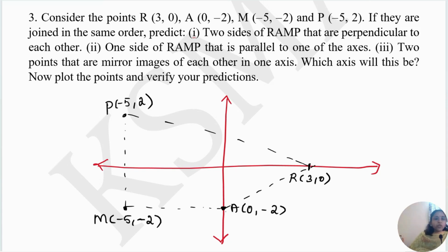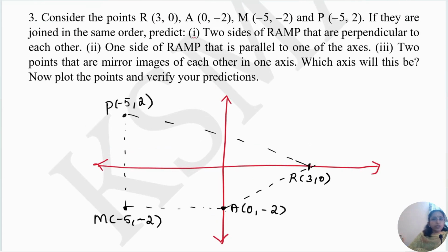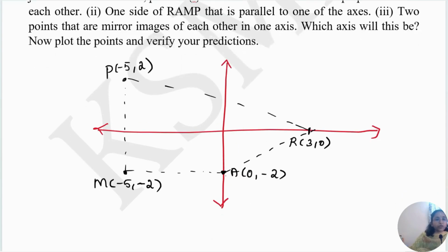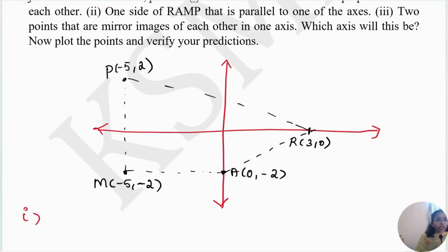So now look at your data. So what is the first subdivision question? Two sides of RAMP that are perpendicular to each other. So what are they? Look at your line, PM line and MA line. So PM line and MA line, they are perpendicular to each other. So for the first subdivision question, you can write your answer as side PM is perpendicular to side MA. That is our answer.